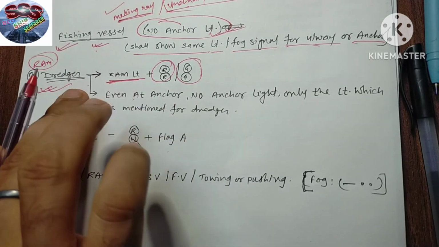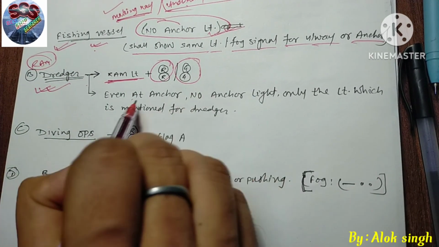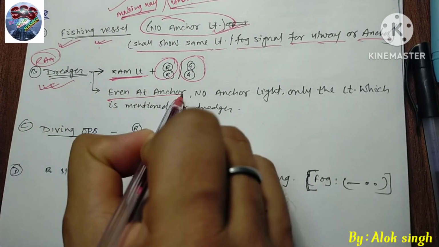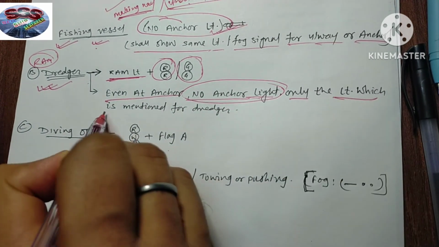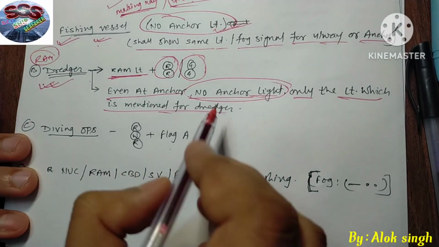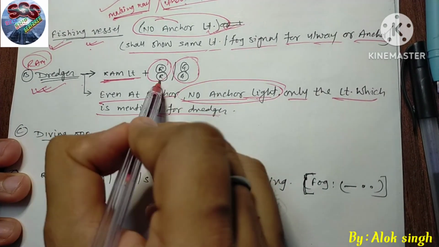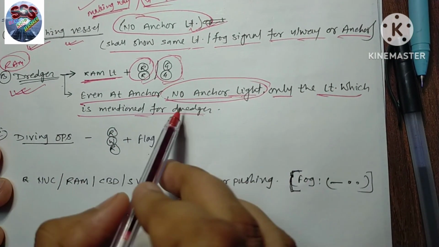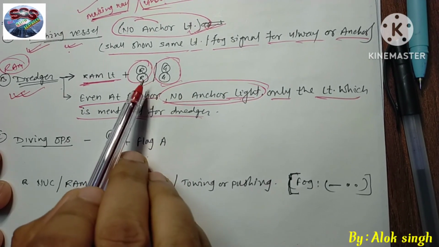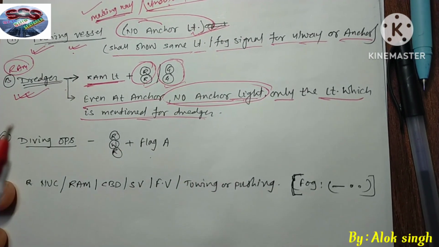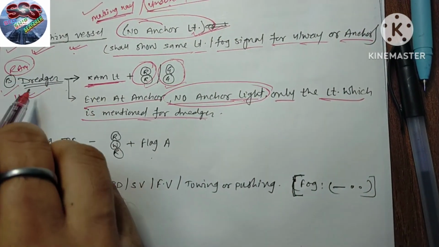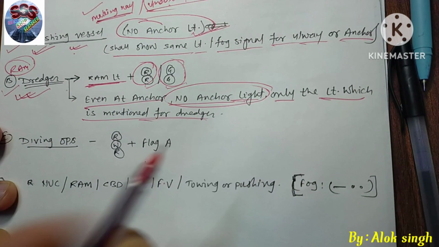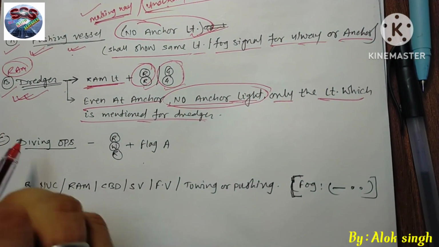We'll differentiate this one from the other RAM vessels. So even at anchor, no anchor light, only the lights which are mentioned for the dredger. So if it is showing these lights without any side light or stern light, then we have to say the vessel is underway or at anchor. So these two vessels in RAM, the fishing vessel and the dredger, will show only underway or at anchor.